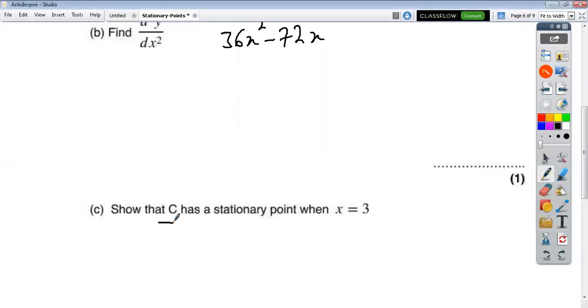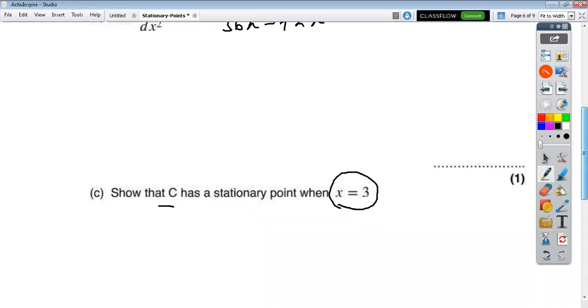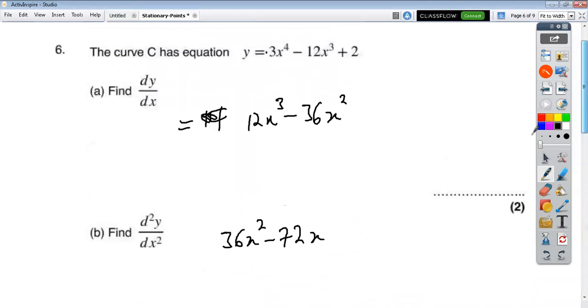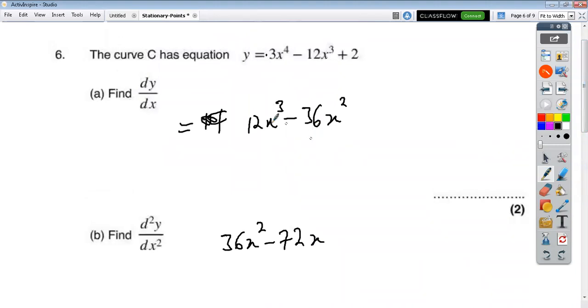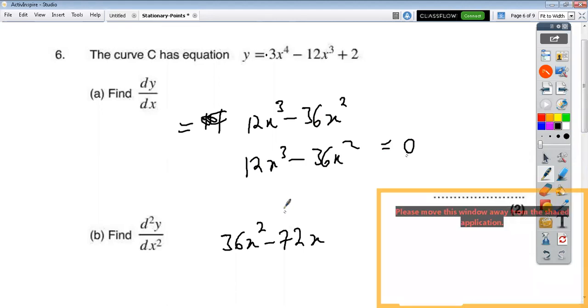Now, show that C has a stationary point at x is equal to what? At a stationary point dy over dx is equal to 0, so this whole thing here should be equal to 0. 12x cubed minus 36x squared is equal to 0 at the stationary point. Okay, divide by 12x.